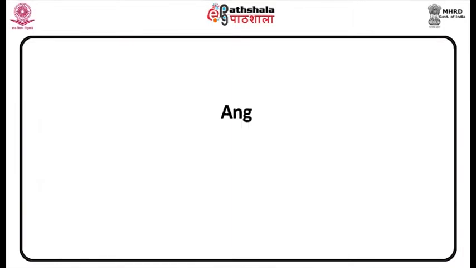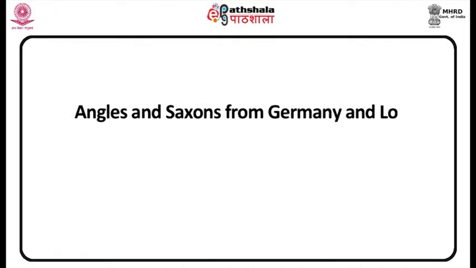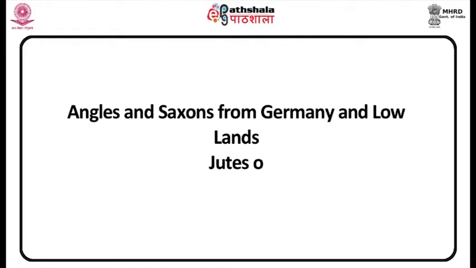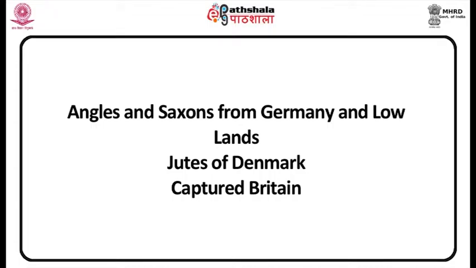After the Romans departed from Britain at the beginning of the 5th century, Angles and Saxons from Germany and the Lowlands and Jutes from Denmark crossed the sea to occupy southeastern Britain. Gradually, they extended their control northwest across the island. Over the next 200 years, the arts experienced a spectacular efflorescence.